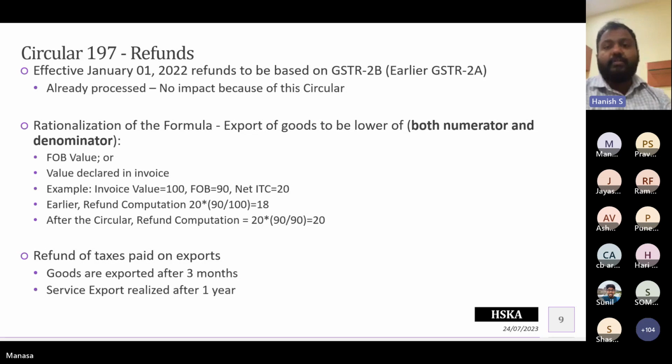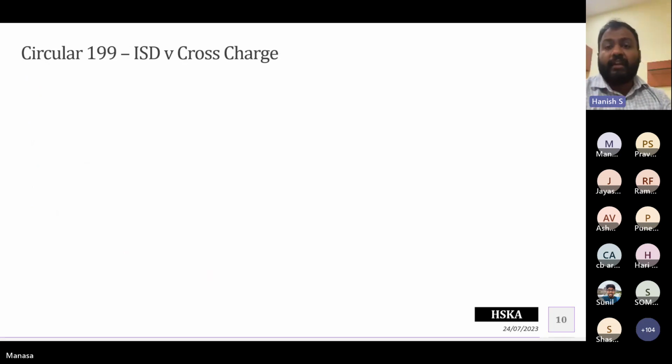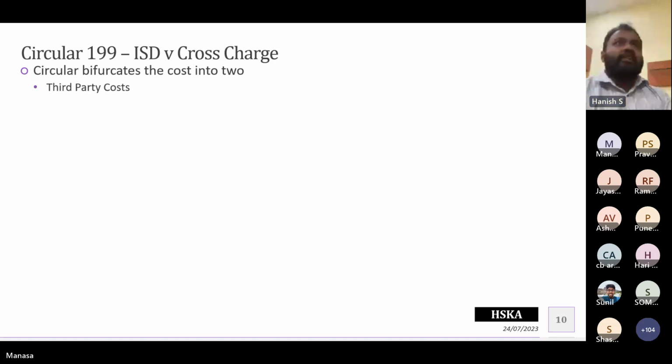So that interest will be a cost to you if you are not able to realize the money within the given due date. Right? Okay. We'll go to the next circular. Circular 199. The most important, I'll not say important, but the most debated issue. So many issues around it.